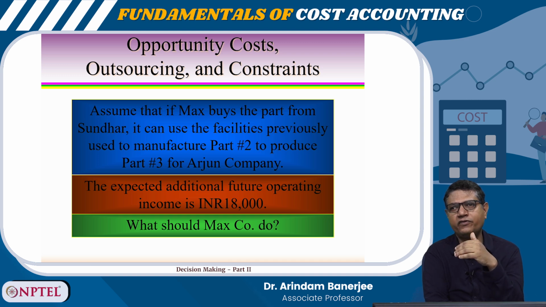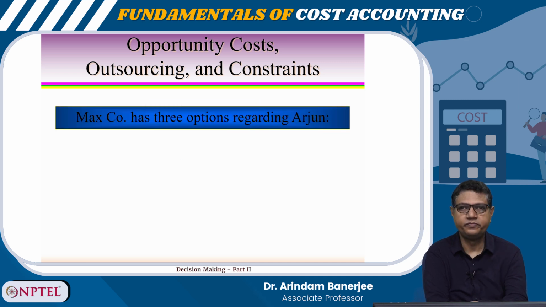And he got an offer from a company which is Sundar and Company. If it outsources to Sundar and Company, then that facility will remain vacant, right? Remain idle. Now it is thinking, why keep it idle? Let's produce another part, which is part 3, for another company, which is Arjun company. And if it does so, then it can make an additional operating income of 18,000. Now what should the company do?